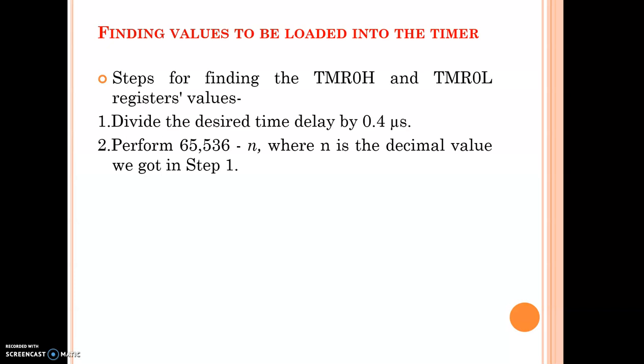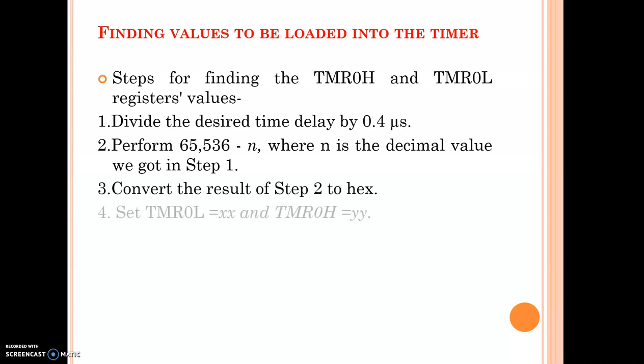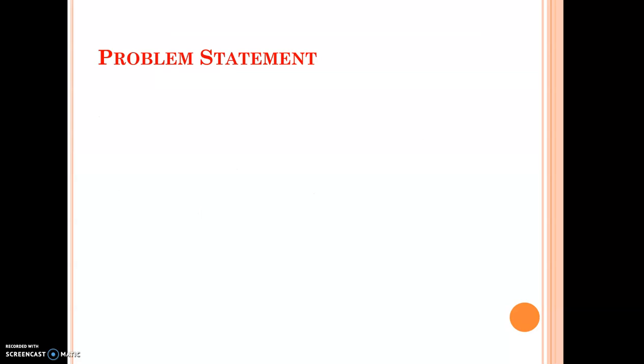That's why I have taken the value as 65536. That is nothing but 65535 plus 1, so the value is 65536 minus n, where n is the decimal value which we get in step 1. And then we have to convert this value into hex, and that value will be loaded in the low byte and high byte of the timer 0.